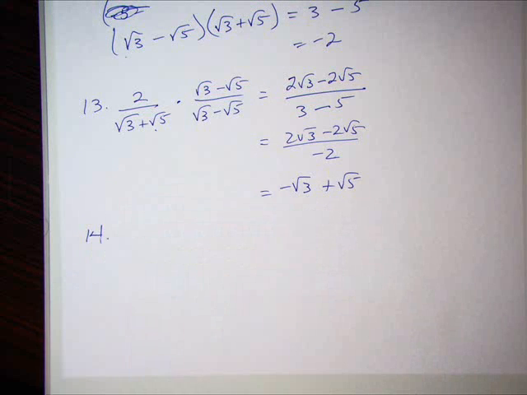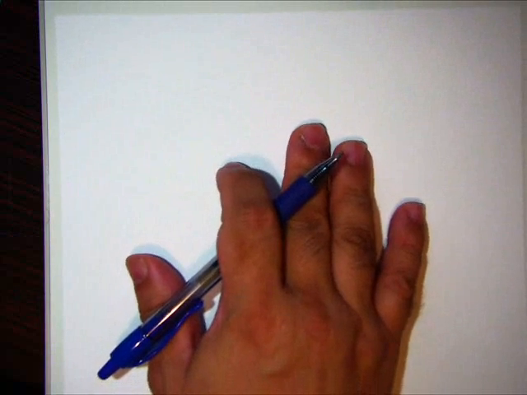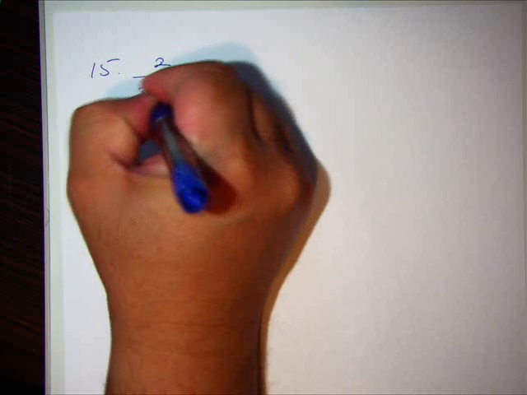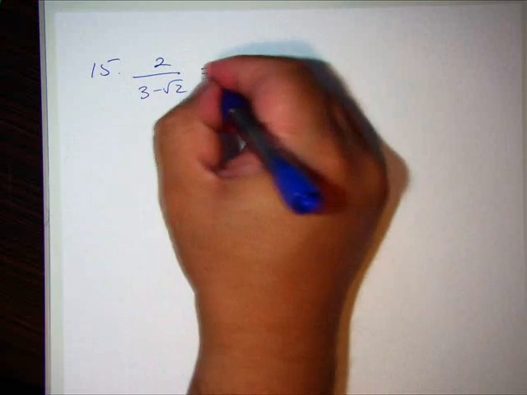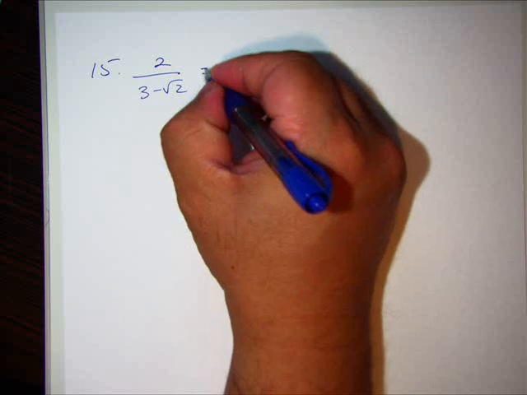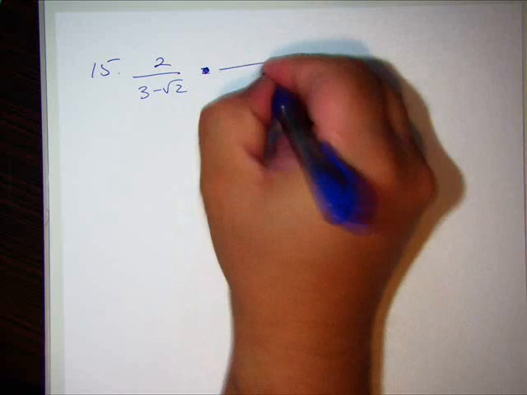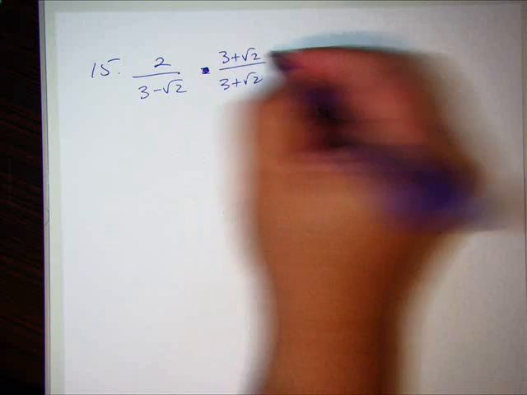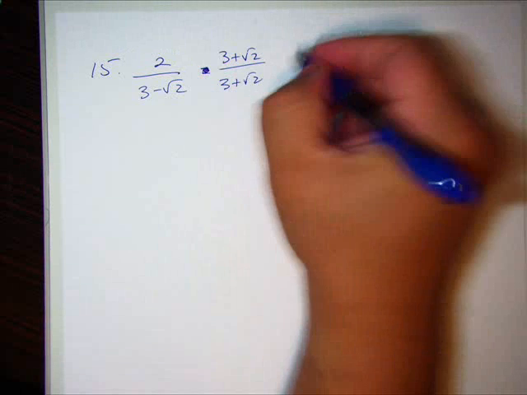Number 15. That's 2 over 3 minus root 2. The conjugate this time is 3 plus square root of 2. So we'll multiply numerator and denominator by 3 plus square root of 2.